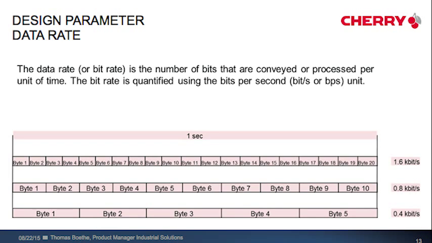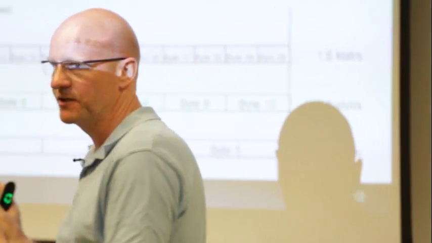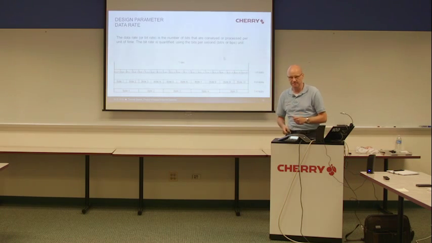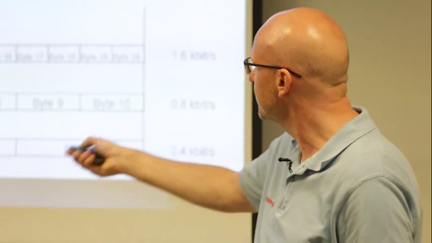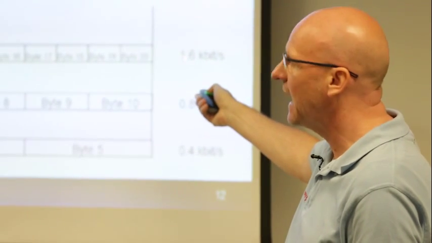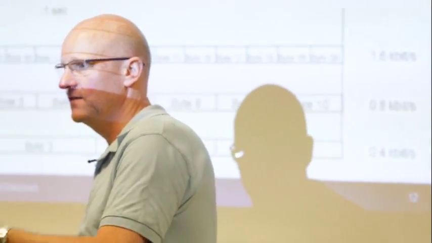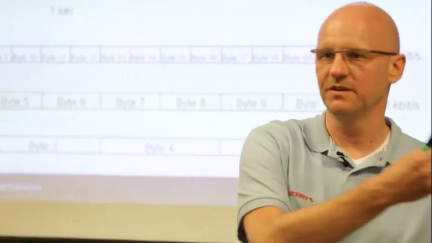The data rate is a very important parameter because the data rate is the number of bits that are conveyed or processed per unit of time. That means when I take the time unit of 1 second, for example, and I transmit in 1 second 5 bytes, then I would have a transmission rate of 0.4 kilobits per second. If I transmit in 1 second, for example, 20 bytes, then I have a higher data rate. So data rate means how fast the data will be transmitted over the RF channel.